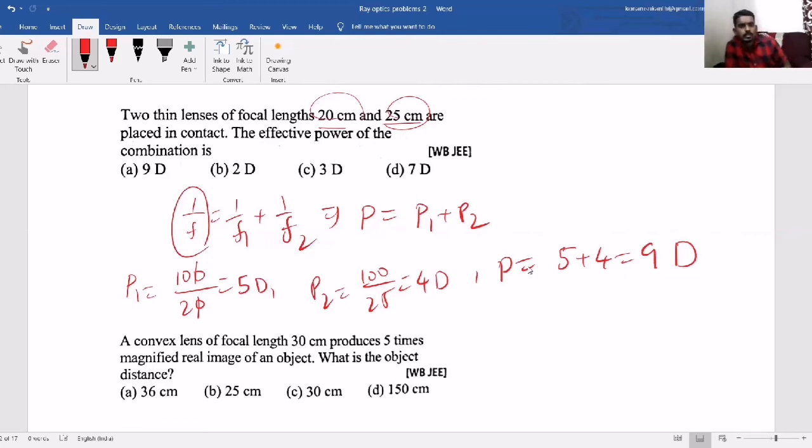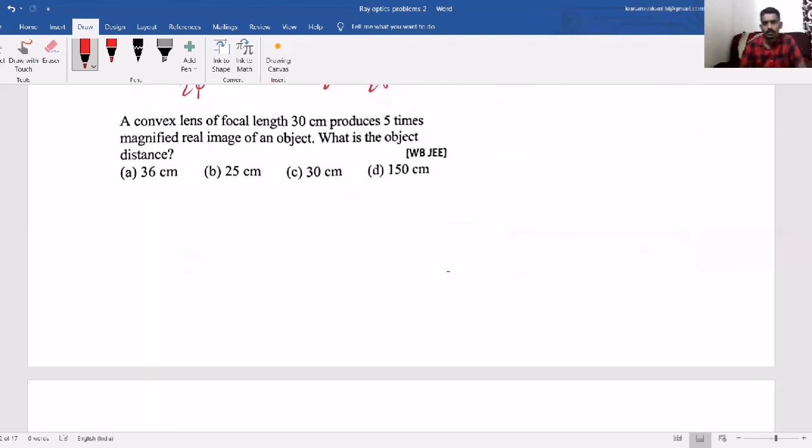So they did not mention, they simply gave positive values, so you don't worry about it, because they did not mention whether it is a concave lens or a convex lens. So in that particular situation, you don't have to worry about it. You just take according to what they have given.